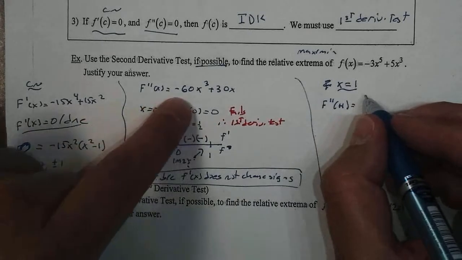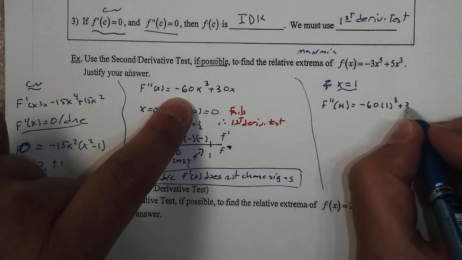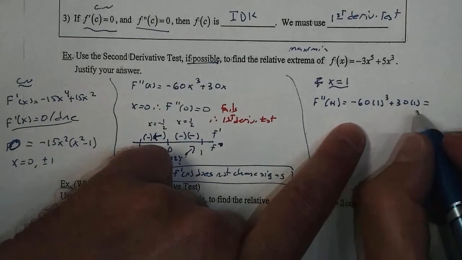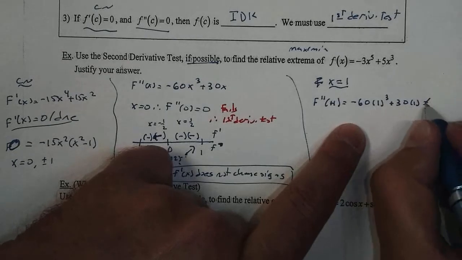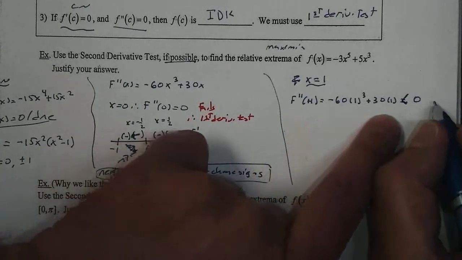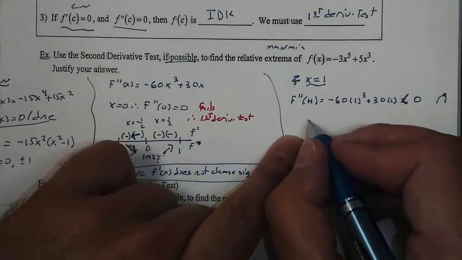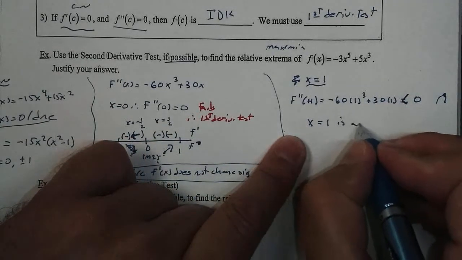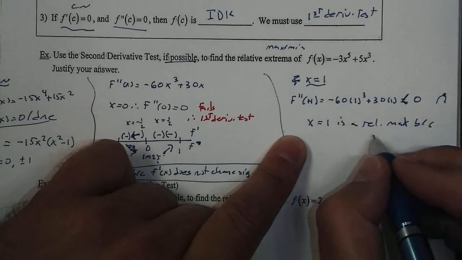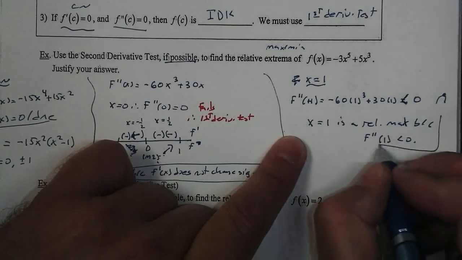So if I find the second derivative at positive 1, let's go and do that. My second derivative here is negative 60 times 1 cubed plus 30 times 1. And if we notice, this is going to become negative. This is less than 0. So because that's less than 0, this is concave down. And I draw it out. Therefore, we have a relative maximum. So we know x equals 1 is a relative maximum, and that is because, the quickest way to do it, the second derivative at 1 is less than 0.